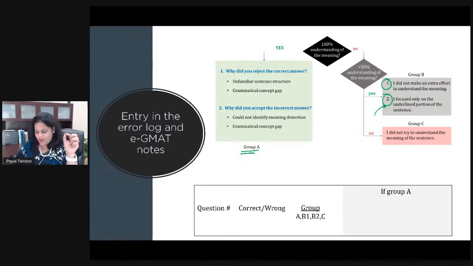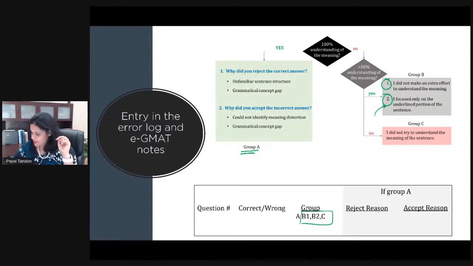Now, if you are in group A, your error log entry is going to stop over here if you are in groups B1, B2, B, or C. If you are in group A, then you're going to write down two things. One is, why did you reject the correct choice? Second is, why did you accept the incorrect choice? And here you can write down detailed notes. You can have multiple columns under this particular thing, but you need to do this.